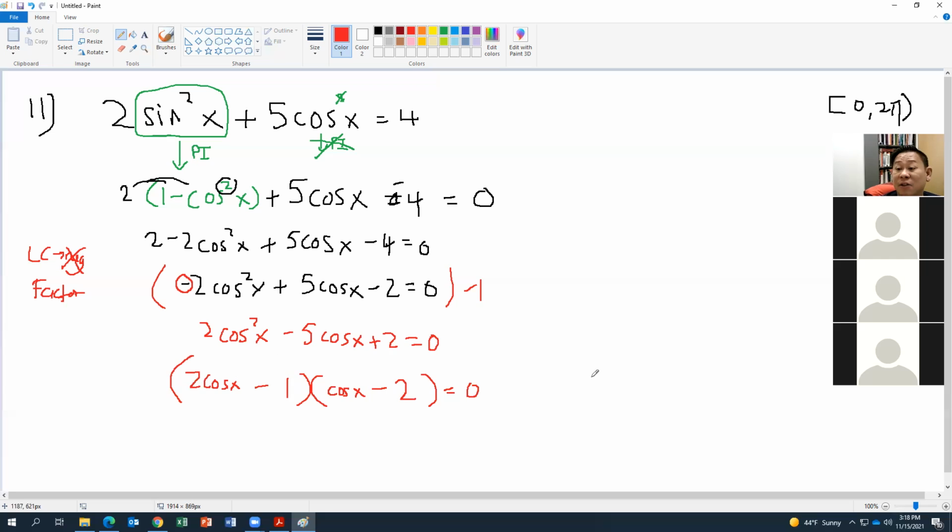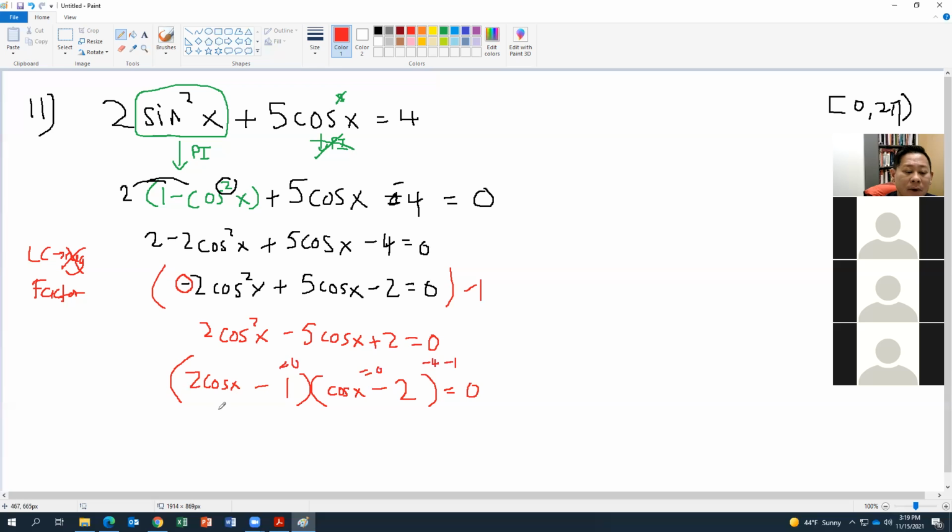So how do you know if your factor is correct? You just FOIL it out. If you FOIL it out, you should get back the original. 2 times negative 2, you get negative 4 cosine. And then negative 1 times 1 cosine, you get negative 1, so you get a negative 5. So this is a correct factor. And you have to make this equal to 0.